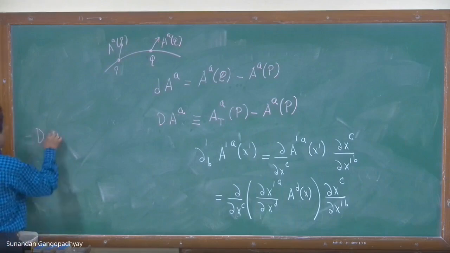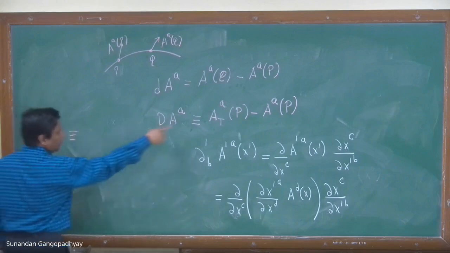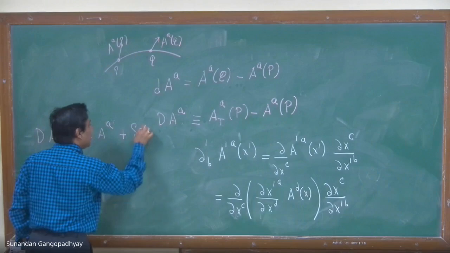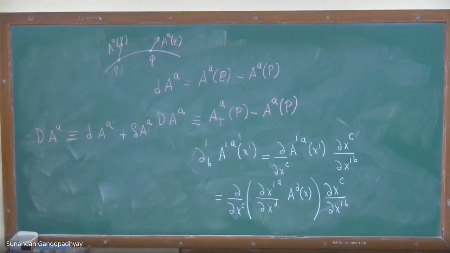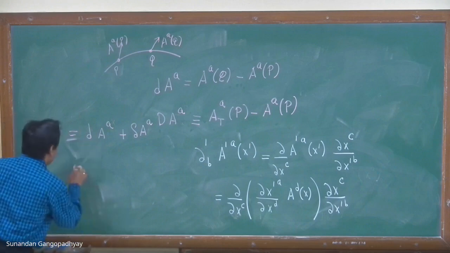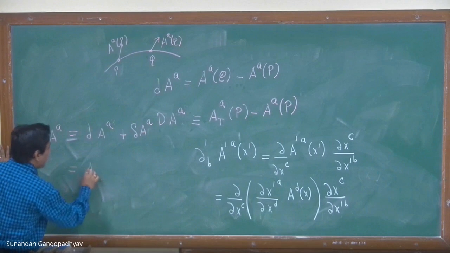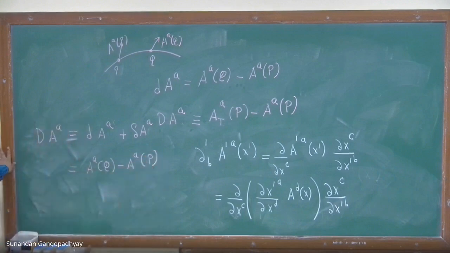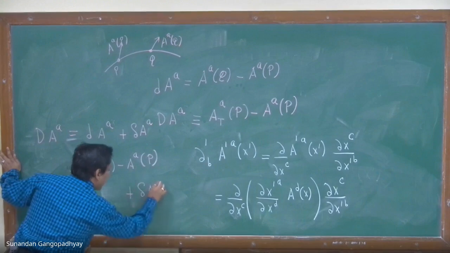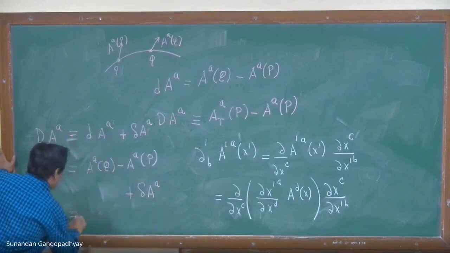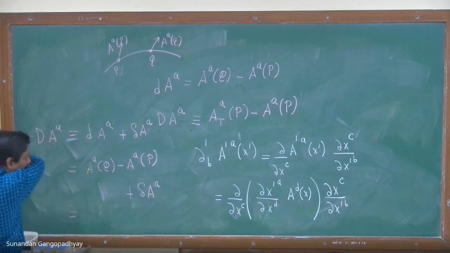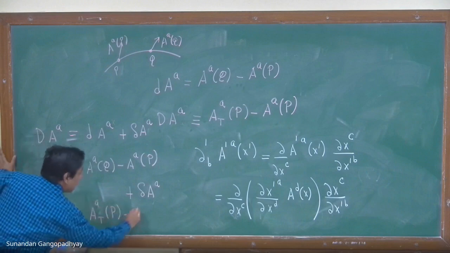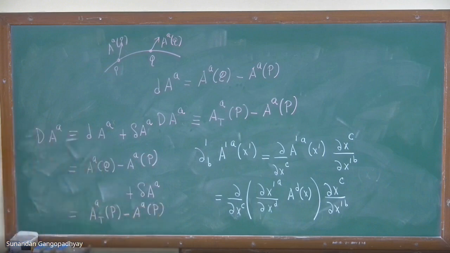One way to write this, this is basically this. One way to write this as DAA plus delta AA. Okay. What is DAA? DAA is AA at Q minus AA at P. Plus, you have a delta AA. And what is this equal to? This is equal to this.